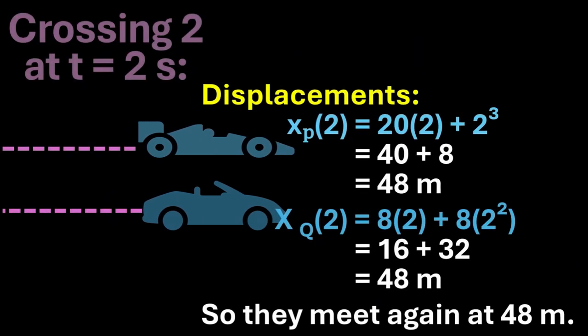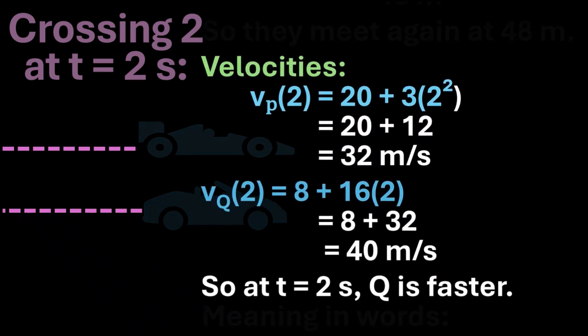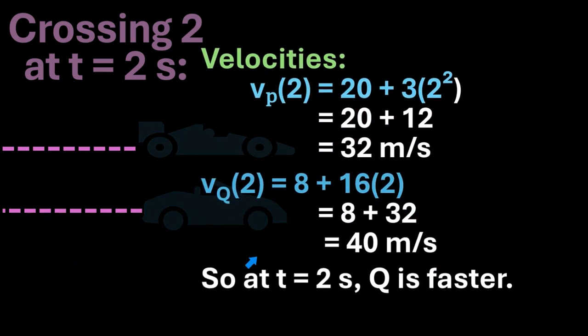And later, the second crossing, where time t is equal to 2 seconds, the displacement of P is 20 times t plus t cube. That is 20 times 2 plus 2 cube, giving you 48. And correspondingly, the displacement of Q is 48 as well. So they meet again at 48 meters. The velocities of P and Q at t is equal to 2 seconds are 32 meters per second and 40 meters per second, which means Q is faster in the second crossing.